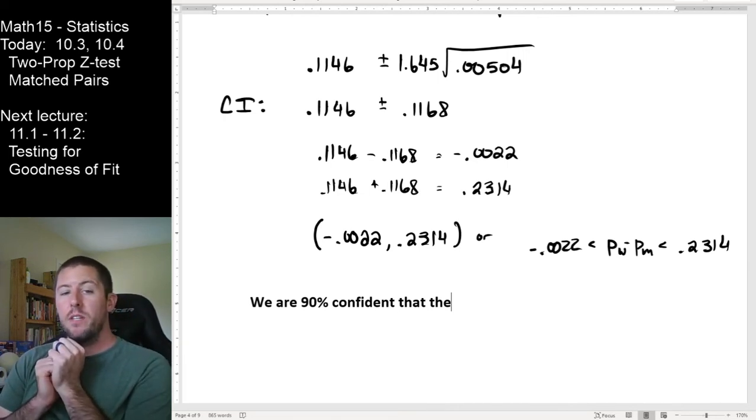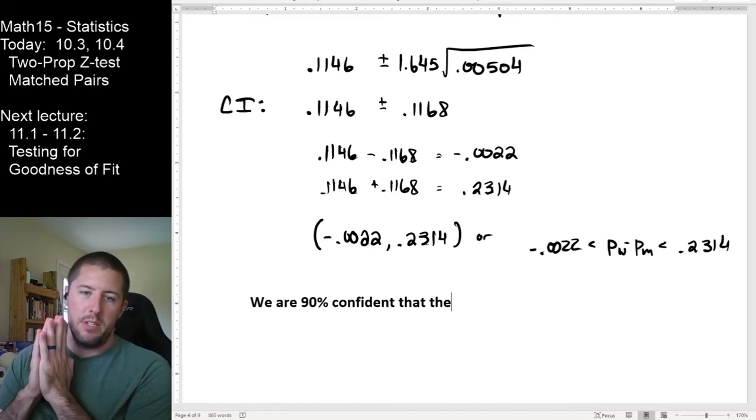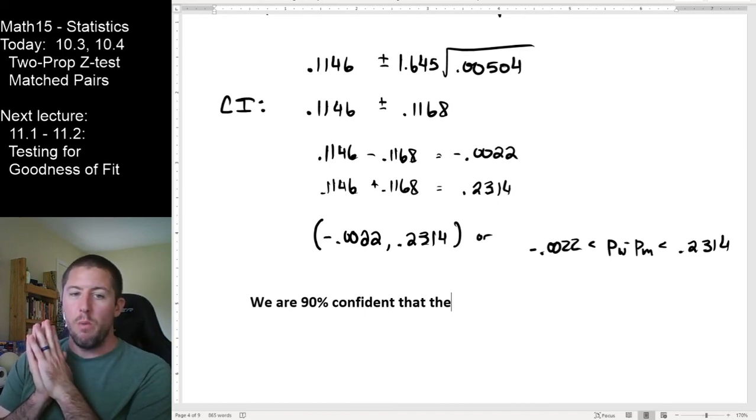On the other hand, we're seeing in our 90% confidence interval for the upper bound that it's possible that women vote more than men by as much as about 23%. That's the upper bound. On the other hand, it seems that the most extreme lower bound case is that men actually vote more than women by about 0.2%.